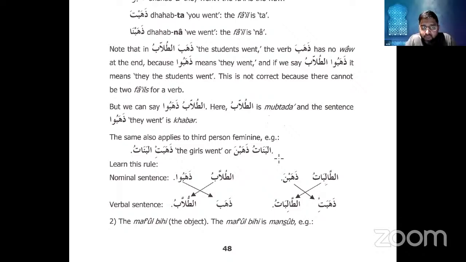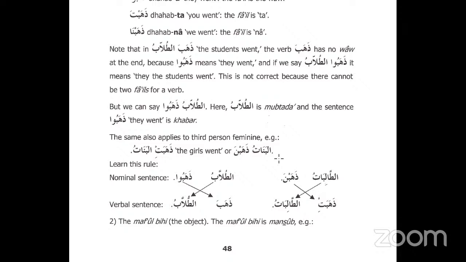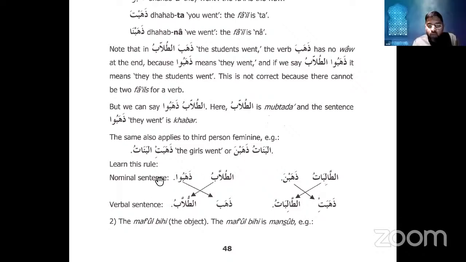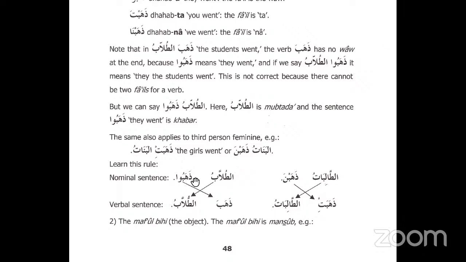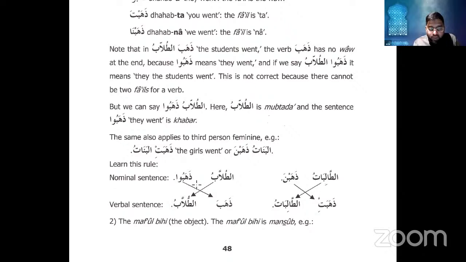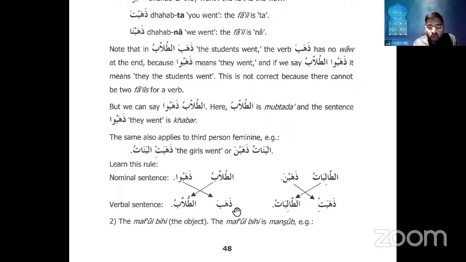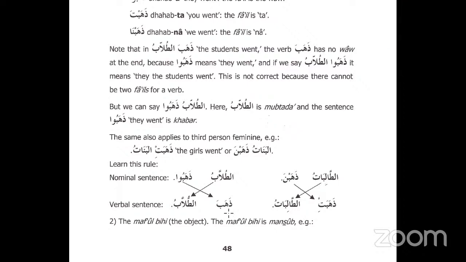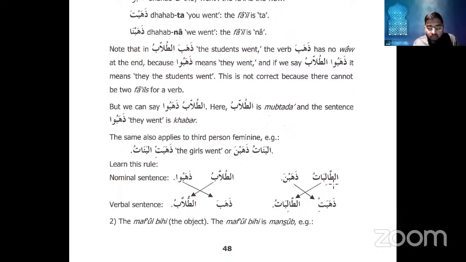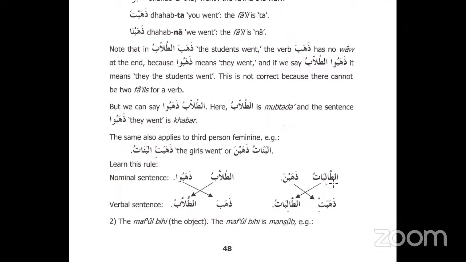What's the difference between the two? So learn this rule. At-tullabu dhahabu is a nominal sentence, meaning a sentence which starts with a noun. As long as the noun comes at the beginning of the sentence, the verb can be used in the plural. But if the verb is going to come at the beginning of the sentence, then we do not use dhahabu, we use dhahaba. Verbal sentence: dhahaba at-tullabu. And at-talibatu dhahabna, and dhahabat at-talibatu.